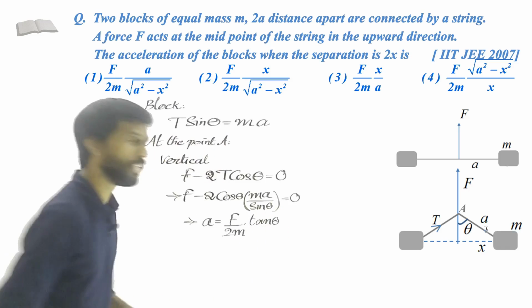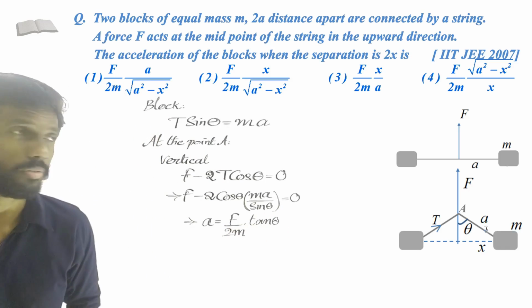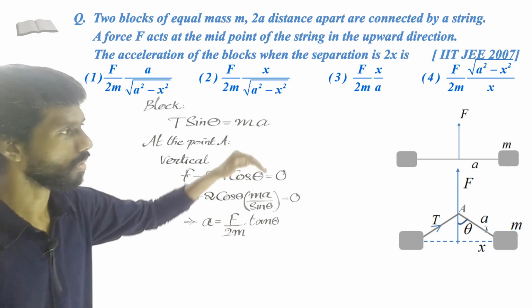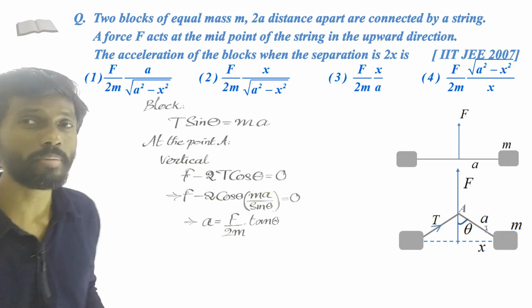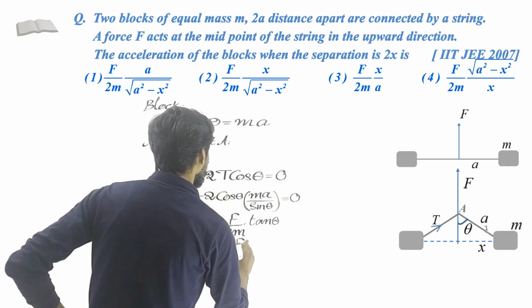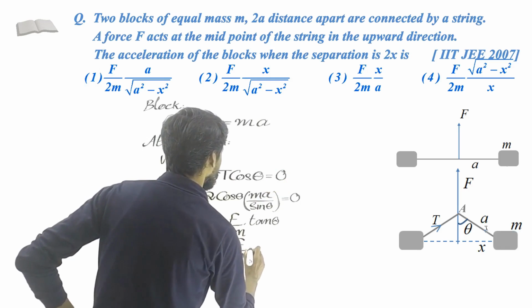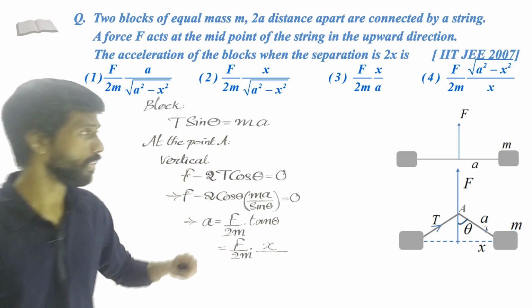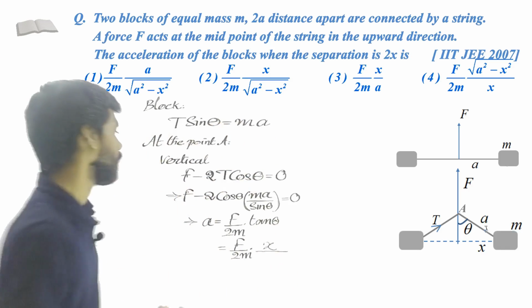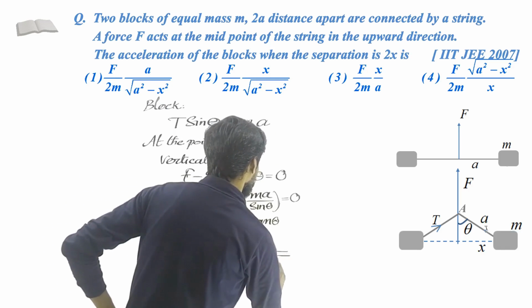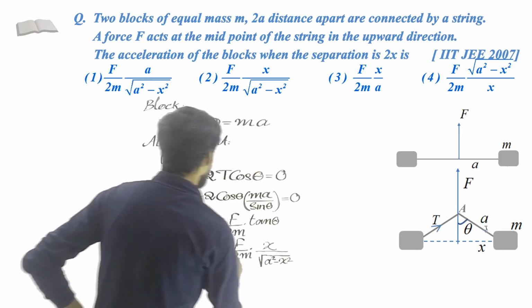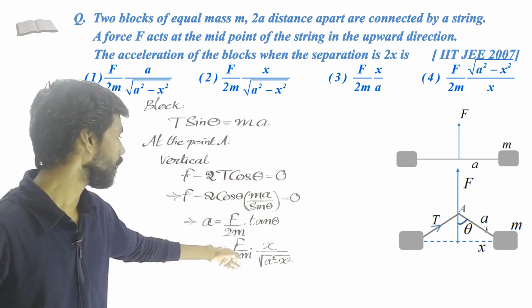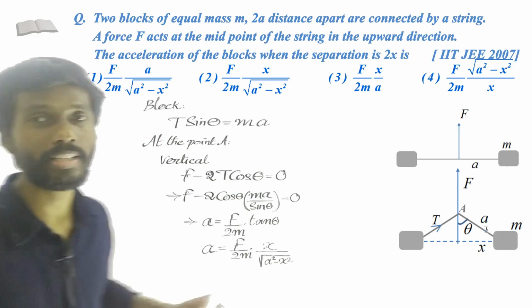So this is the acceleration, but tan theta can be found from that right angle triangle. In that right angle triangle, tan theta is the opposite side divided by the adjacent side, which can be found using Pythagoras theorem. So that is F divided by 2m multiplied by tan theta, the opposite side, that is x, divided by the adjacent side, which using Pythagoras theorem is square root of a square minus x square. So that is the required acceleration of these two blocks: Fx divided by 2m root a square minus x square. So that is the answer.